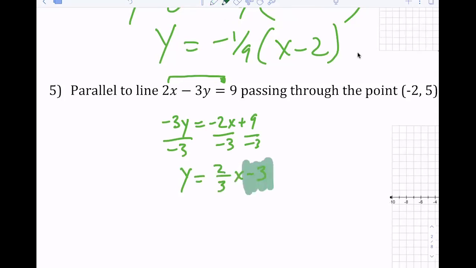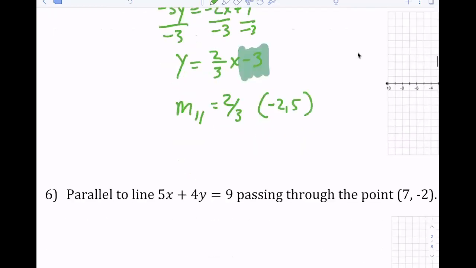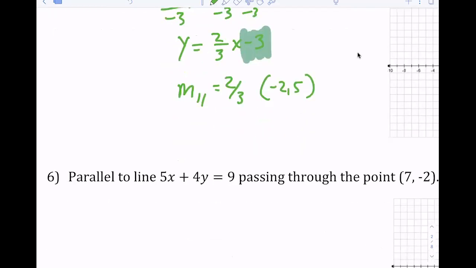No, I'm looking for the slope. So what is the slope of the parallel line? 2/3. What point does it go through? -2, 5. Yes. Now tell me the equation. y minus 5 equals 2/3 x plus 2. Come on, guys. I'm expecting everybody to be able to do that.